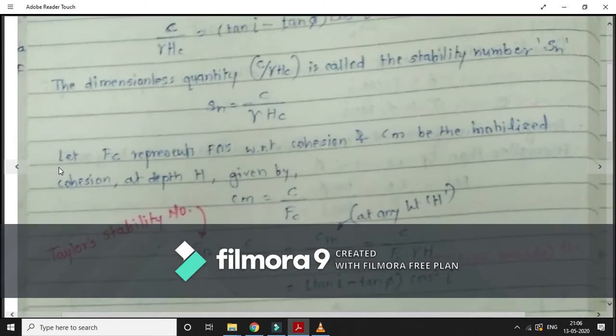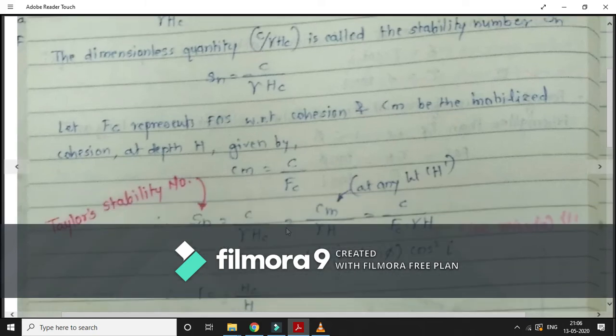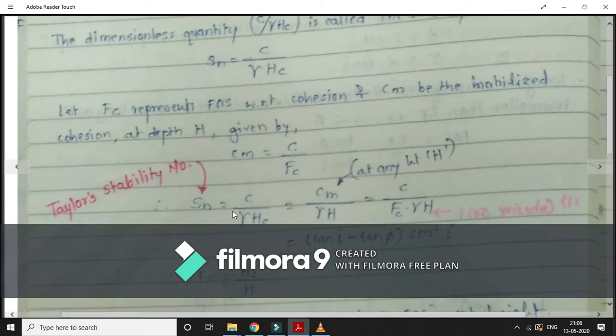Okay, let Fc represent the factor of safety with respect to cohesion and Cm be the mobilized cohesion at depth h. Then it is given by Cm is equal to c upon Fc, and again I can rearrange with the help of c, Cm and Fc. So arranging all these values, I can get different equations like this. So Sn is equal to c upon gamma Hc, or putting the value of c, Cm upon gamma h, or again rearranging for Fc, c upon Fc gamma h. So you can use any of these equations to get the values of Sn, the factor of safety with respect to cohesion, or the mobilized cohesion.